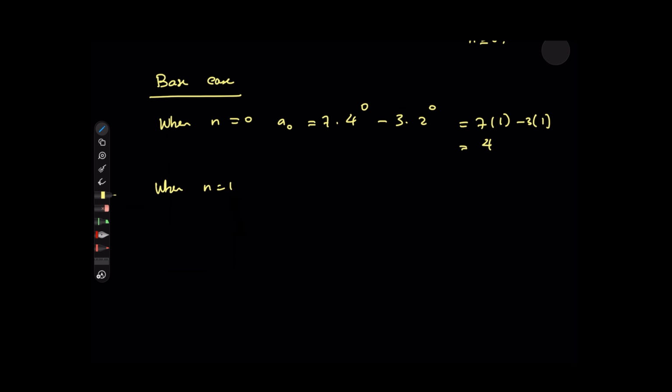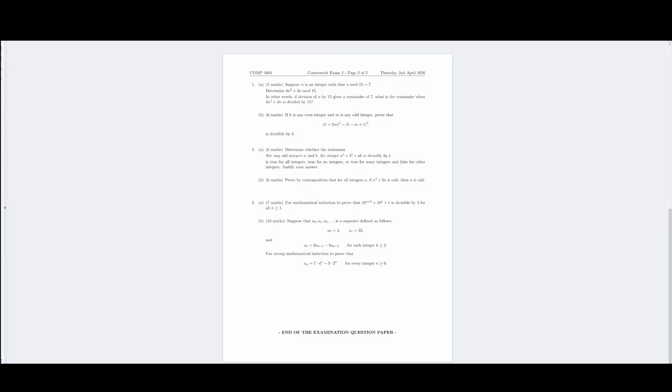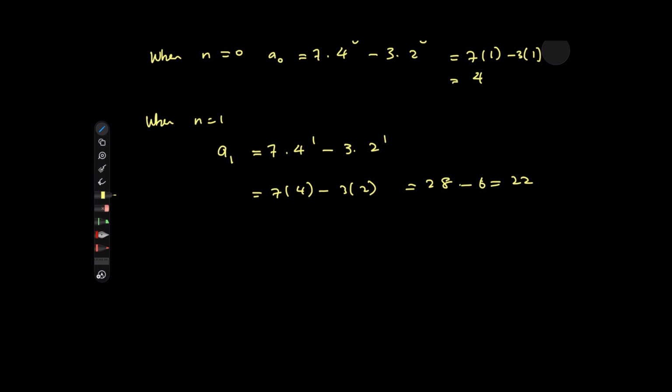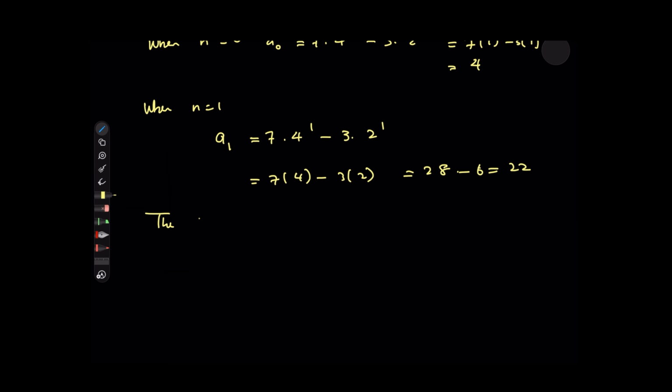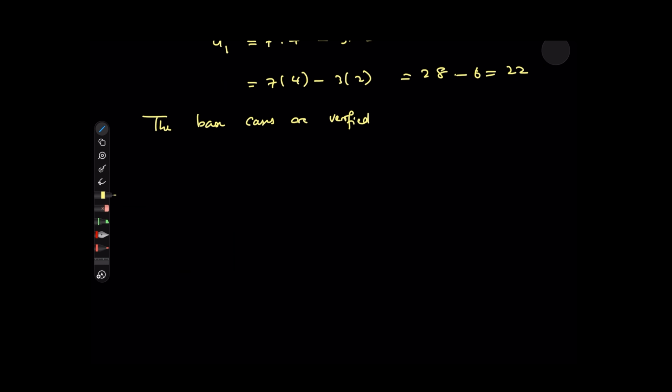So when n is equal to 1, I have A1 now being equal to 7 by 4 to the power of 1 minus 3 by 2 to the power of 1. I have 7 by 4 minus 3 by 2. So 28 minus 6, which is equal to 22. Let's check and see again. So yeah, this is 22. So this is fine. So the base case holds. So we have to say now the base cases are verified. Okay, so now we can move on to the inductive hypothesis part.